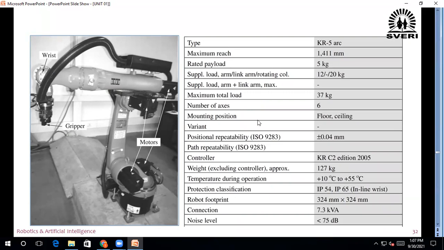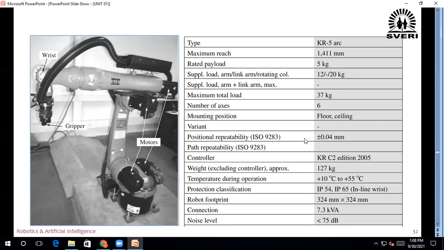Now these are the typical specifications of an industrial robot. Type KR5R, maximum reach 1411 mm, rated payload 5 kg, supply load arm / link arm / rotating column 12 to 20 kg. The supply load arm plus link arm maximum is not specified. Maximum total load 37 kg. Number of axes 6. Mounting position: floor, ceiling. Floor means it can be kept on the floor. Ceiling means it can be clamped to the ceiling in an inverted position.